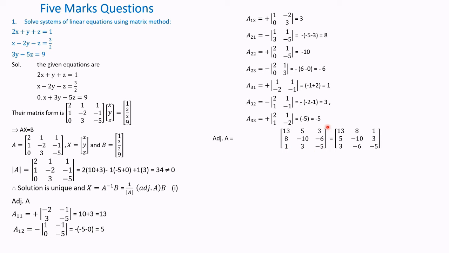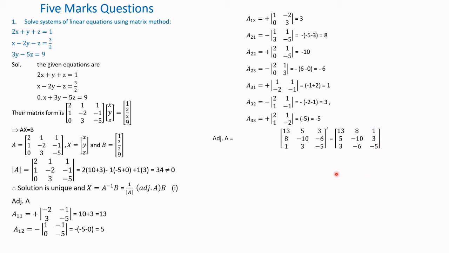A dash, that is, we have to find the transpose of this adjoint matrix. Transpose means interchanging the row with column. So the row 13, 5, 3 becomes column 1, that is 13, 5, 3. The second row, 8, minus 10, minus 6, becomes the second column, 8, minus 10, minus 6. The third row, 1, 3, minus 5, becomes column 3, 1, 3, minus 5.